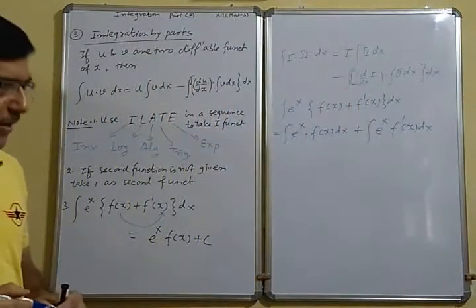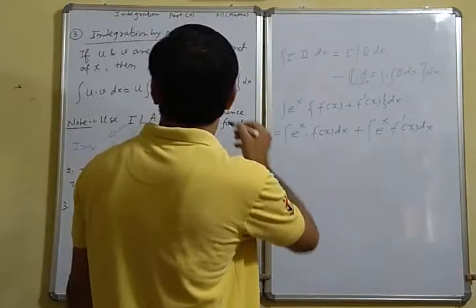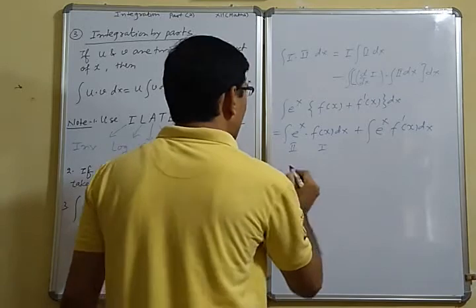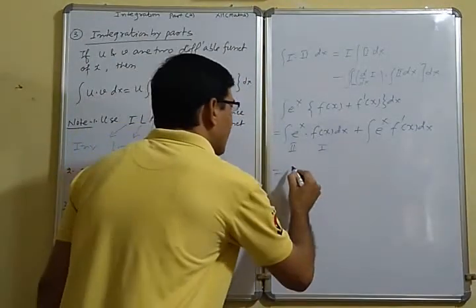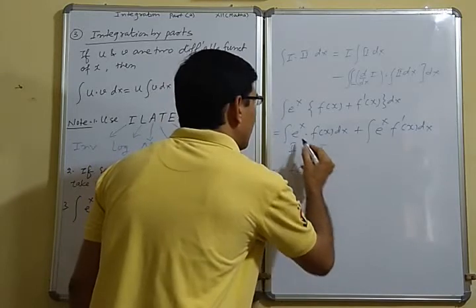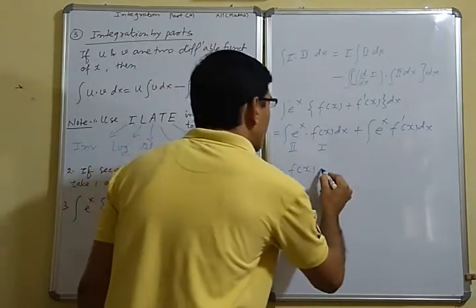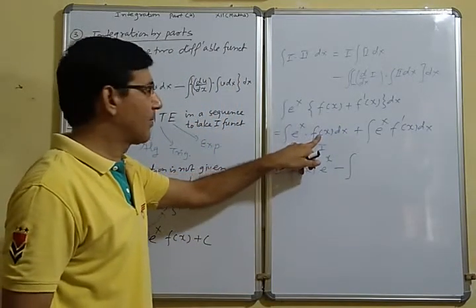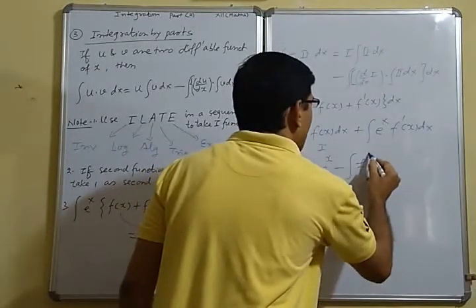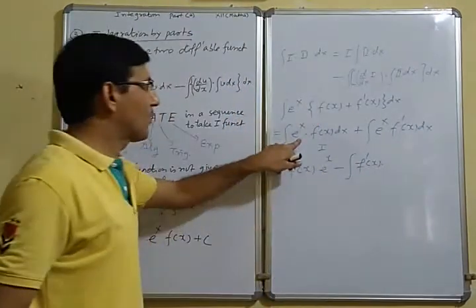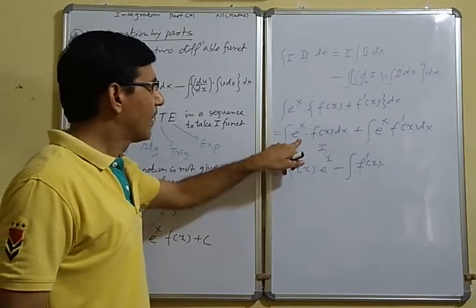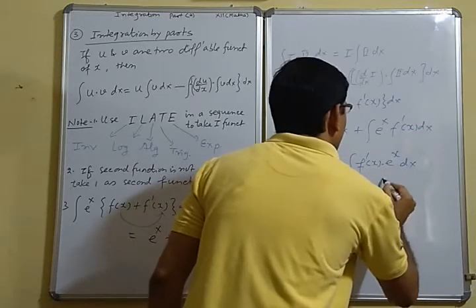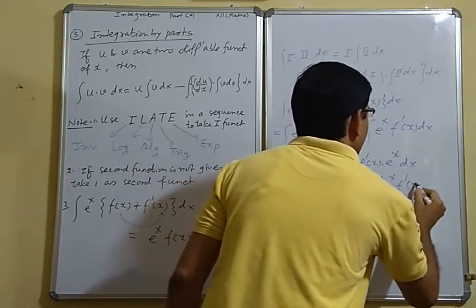Now break it by using by parts. Take this as the first function and this as the second function. The formula we will use: integration of f(x) times e^x dx is equal to f(x) times e^x minus integration of d/dx of the first function, that is f'(x), into integration of the second function, that is e^x, which is e^x dx. So plus e^x f'(x) dx.